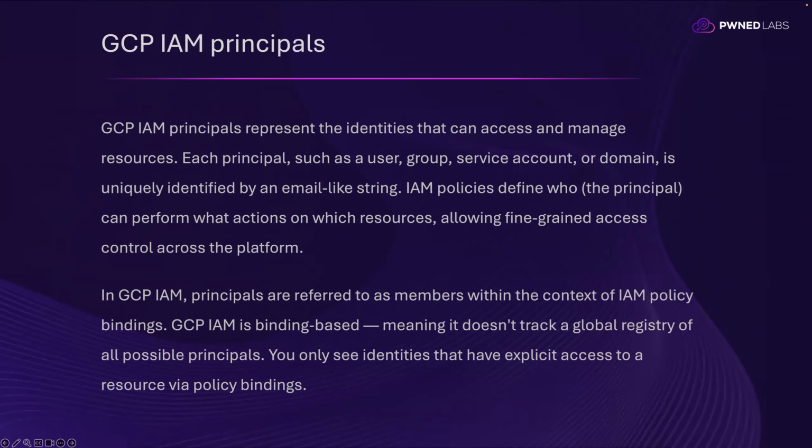So then you have GCP IAM principals. They can also be referred to as IAM members. GCP IAM principals represent the identities that are able to access and potentially manage resources. Each principal, such as a user, a Google group, a service account, or a domain, is uniquely identified by an email-like string. And this string also includes the project name, or the project identifier, rather.